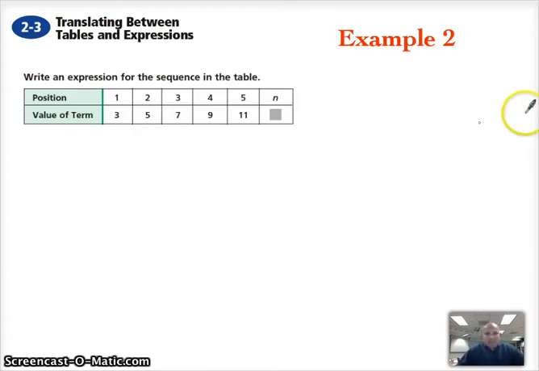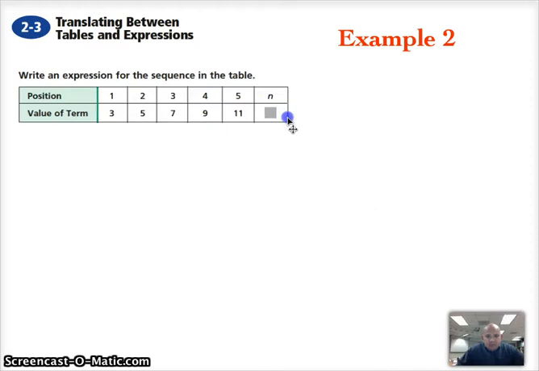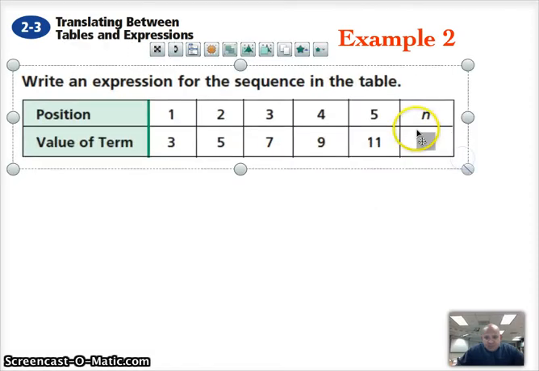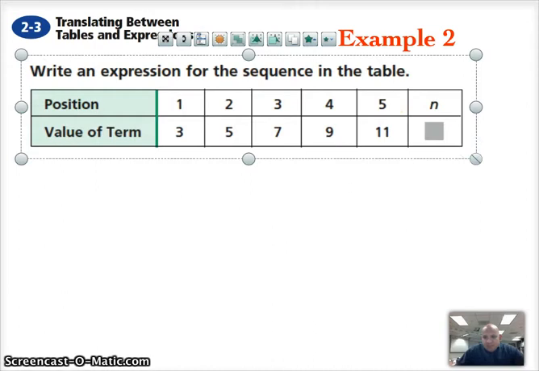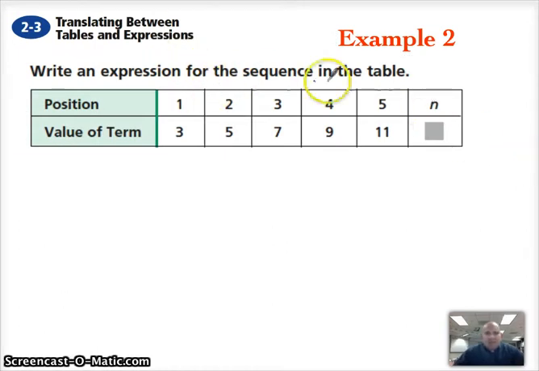Next, we have another table. This time, it's just written horizontally rather than vertically. Let's take a look at the expression that they want here based upon the n, its position. So we have in the first position a 3, in the second position a 5, etc. To get from the 1 to the 3, I can see adding a 2. So is it n plus 2 that gives us that value of the term? 1 plus 2 is 3. 2 plus 2 is not 5. So obviously that is not what we need to do.